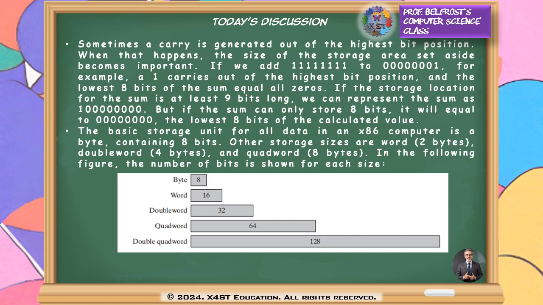So the basic storage unit for all data in an x86 computer is a byte that contains 8 bits, as I have told you before. And our storage sizes are words with 2 bytes, double words with 4 bytes, and quad words with 8 bytes. Okay, this is shown in the figure.